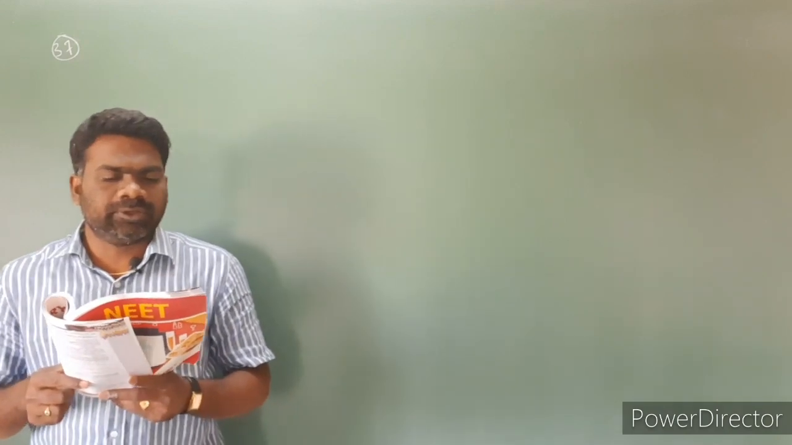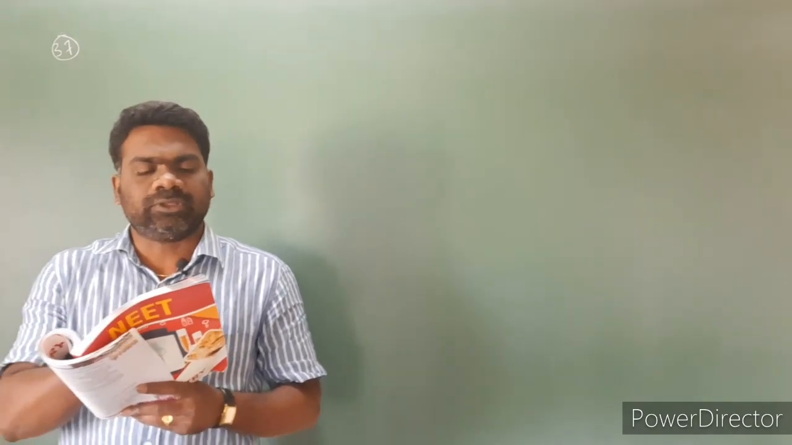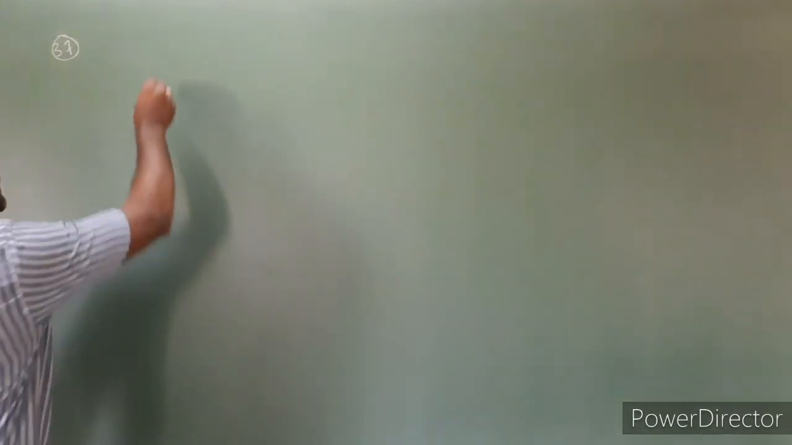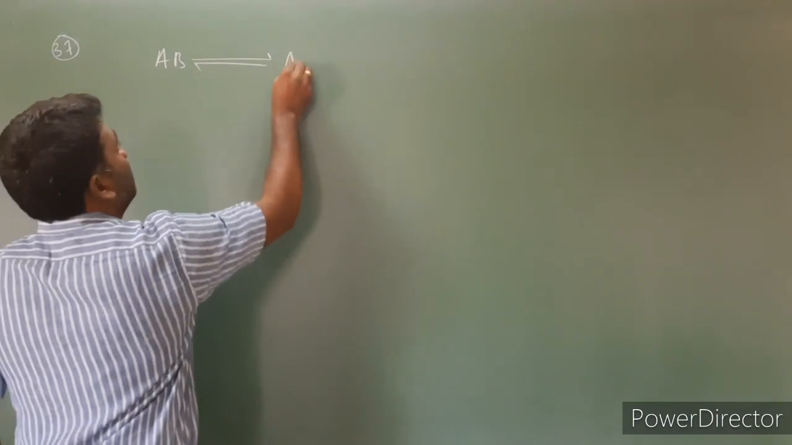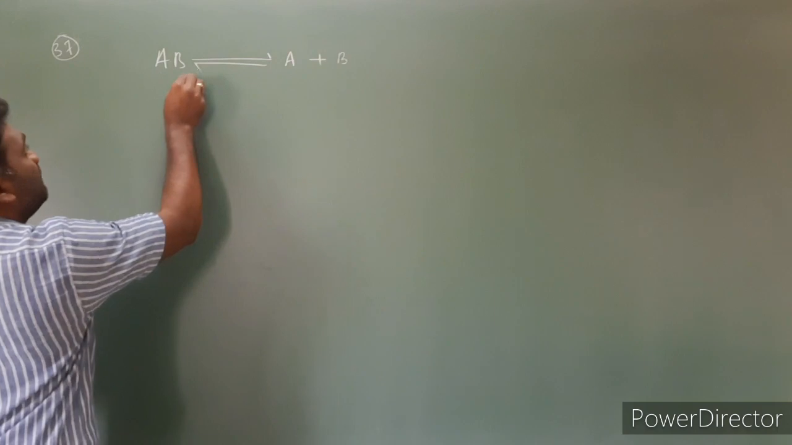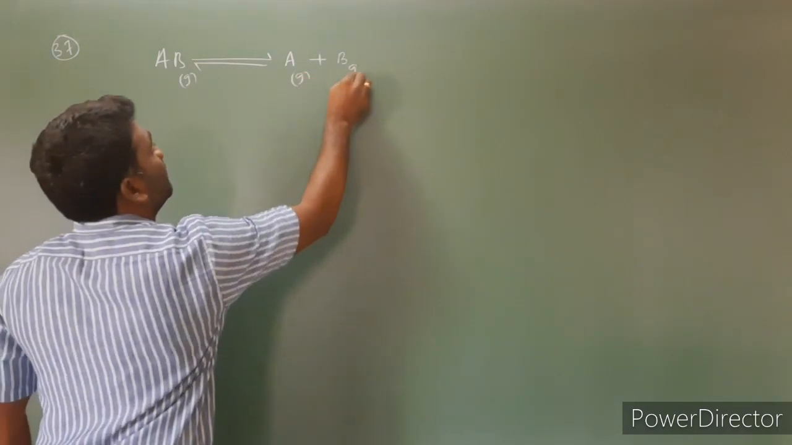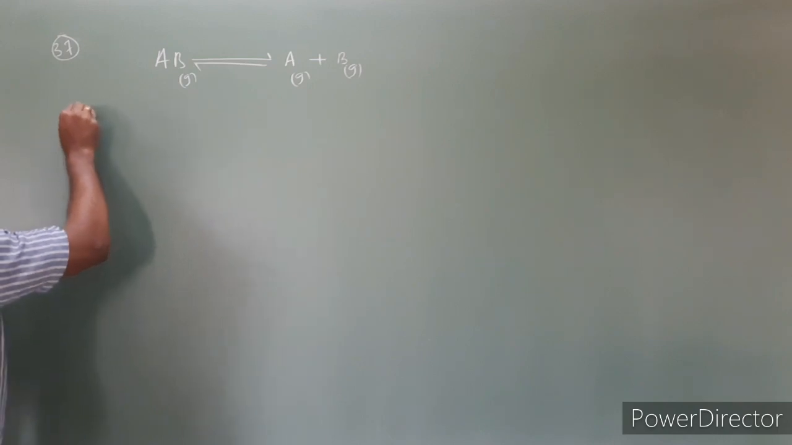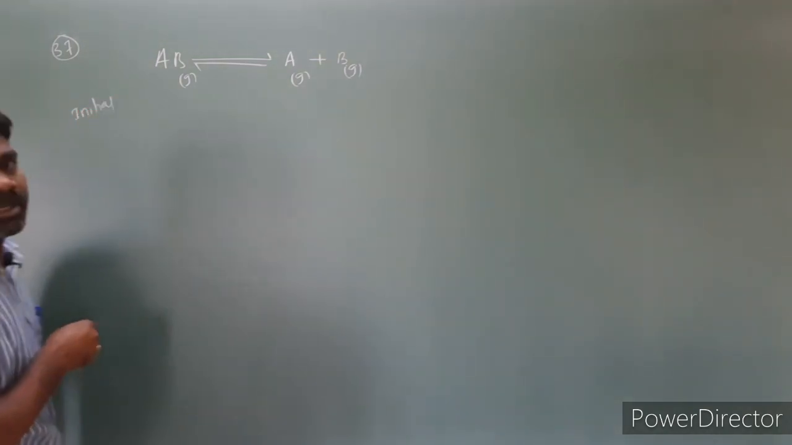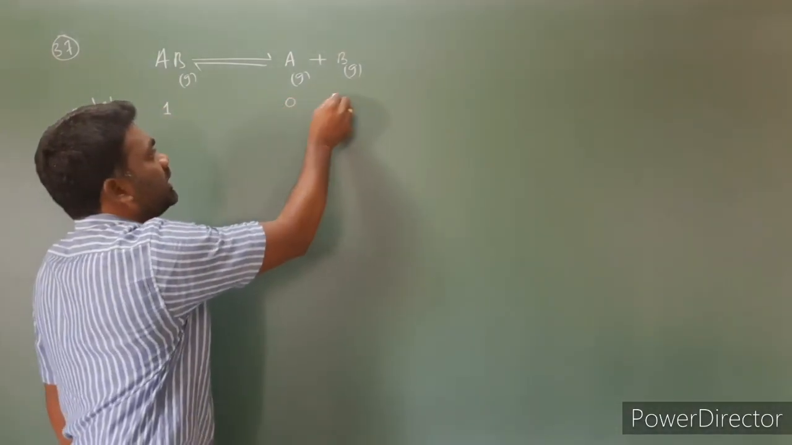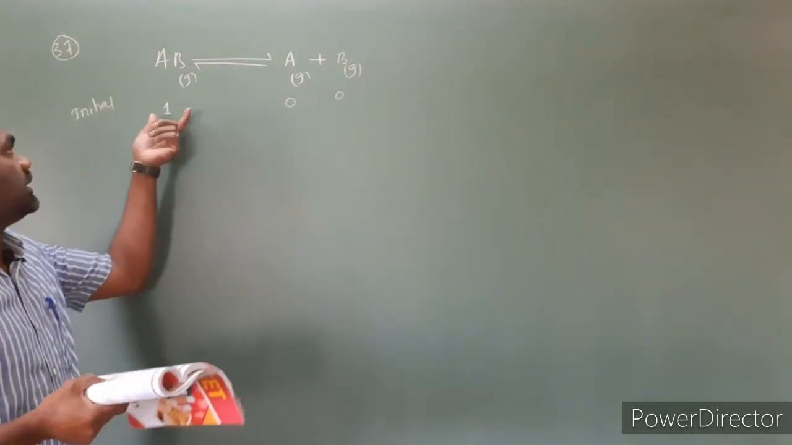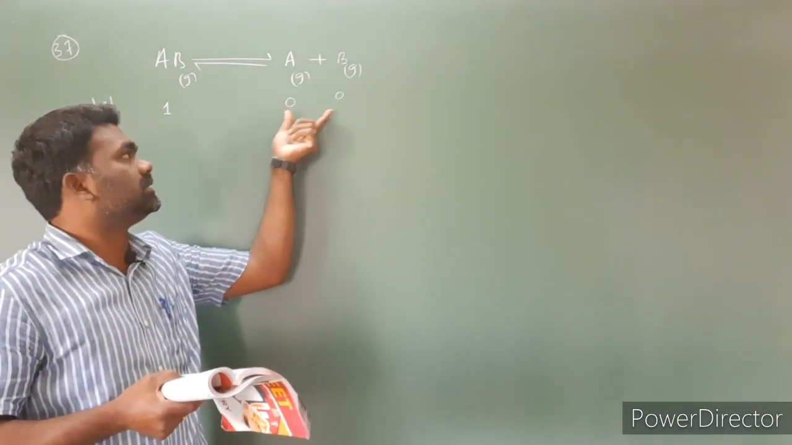For the equilibrium AB gives rise to A plus B at a given temperature, the pressure at which 1/3 of AB is dissociated is numerically equal to. So first let us write the equation. AB gives rise to A plus B. Here AB is a gas, A is a gas, and B also is a gas. Initial number of moles: AB is taken as 1, and initially no products are formed, so their number of moles will be taken as 0.